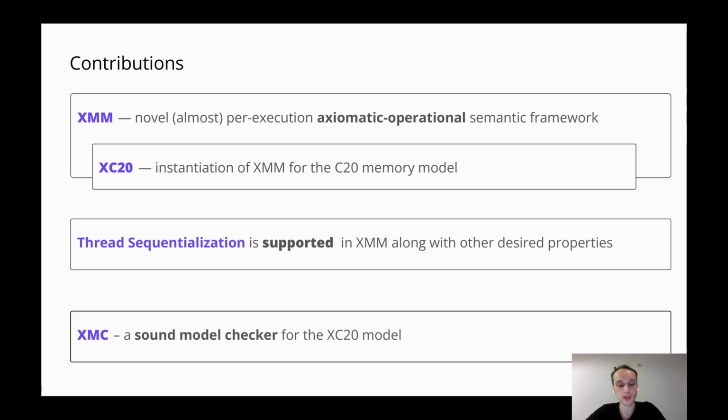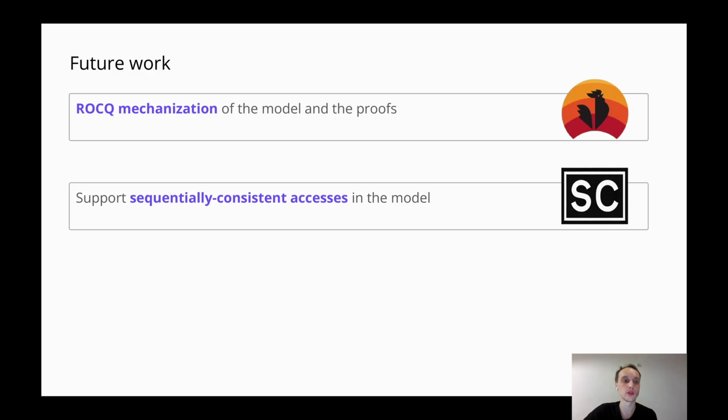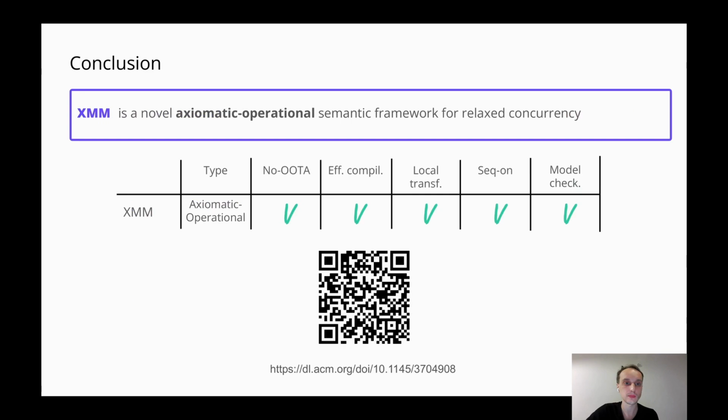And finally, XMM is also amenable to automated reasoning. Yet there is still much work to be done. First of all, we are currently working on the mechanization, and we have already proved some of the model's properties in this proof assistant. Next, we are planning to support sequentially consistent accesses in the model as standalone primitives to support the full range of the C language features. And finally, we aim to achieve completeness of the model checking algorithm and to prove it formally.